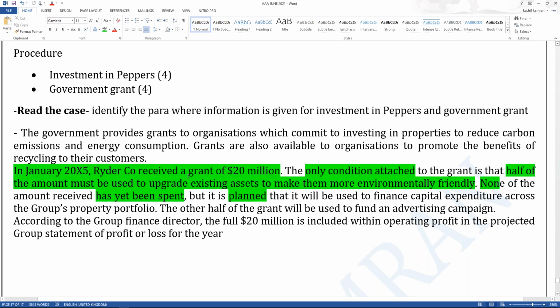The other half of the grant will be used to fund an advertising campaign. So the other half should be used to fund the advertising campaign. So as an auditor, I should be very particular that half should go to funding the advertising campaign.